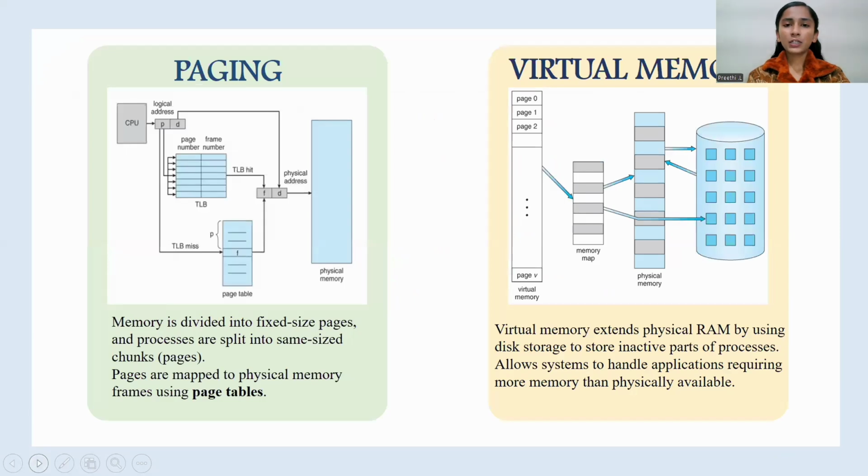Before diving into the actual topics, let's understand paging and virtual memory. Paging. Memory is divided into fixed size pages and processes are split into same size chunks that are pages. Pages are mapped to physical memory frames using page tables. Virtual memory. Virtual memory extends physical RAM by using disk storage to store inactive parts of processes. It allows the system to handle applications requiring more memory than physically available.